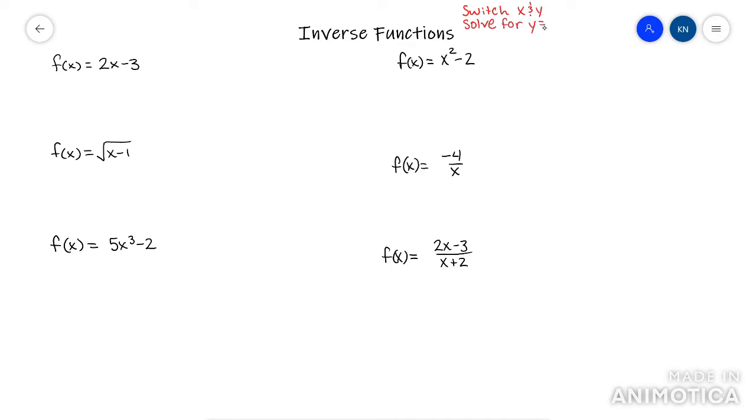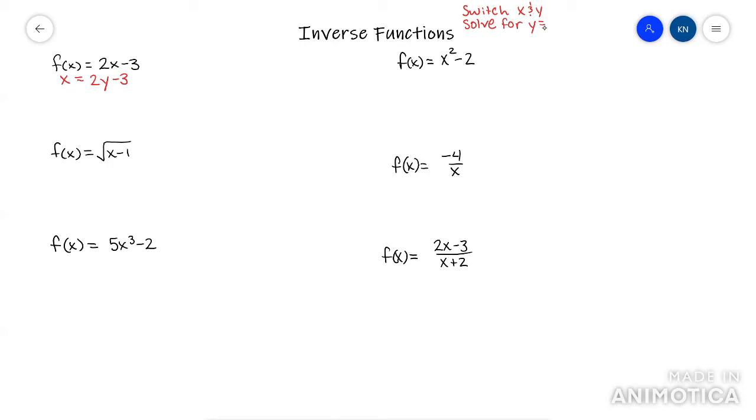First of all, you have to realize that f of x here basically means y, all right? So when I say switch x and y, that's what you're going to change. On this first one, it says y equals 2x minus 3. Switch the letters x and y. So now x is over here and y is over here. So that's your first step. Now you need to solve this for y equals.